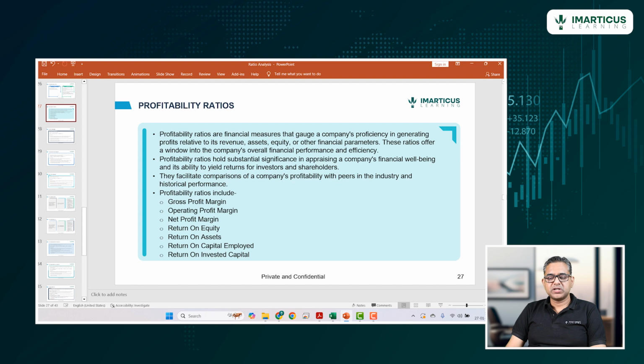Profitability ratios hold substantial significance in appraising a company's financial well-being and its ability to yield returns for investors and shareholders. They facilitate comparisons of a company's profitability with peers in the industry and historical performance. There are different profitability ratios such as gross profit margin, operating profit margin, net profit margin, return on equity, return on assets, return on capital employed, and return on invested capital. So let's look at all these profitability or return ratios one by one.